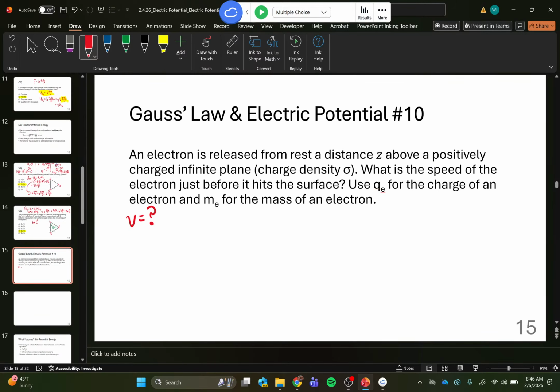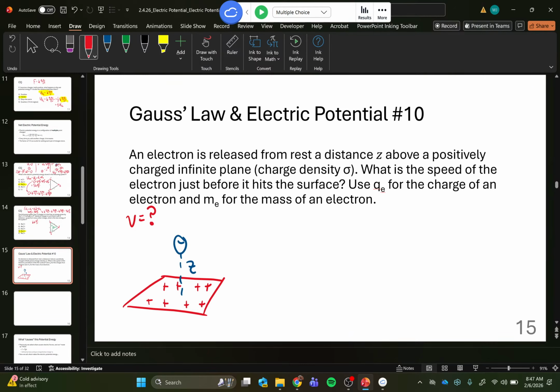We're solving for V. We then draw a picture. Here's my infinite plane. Presumably it's a bunch of positive charges. Otherwise, this thing's not going to get attracted towards it. Then you have your negative charge up here, a distance z away. And the question is, how fast is it going to be right before it hits it? This is like the water balloon problem I gave you at the beginning of last class, except instead of gravity, it's an electric field that's pulling it down.